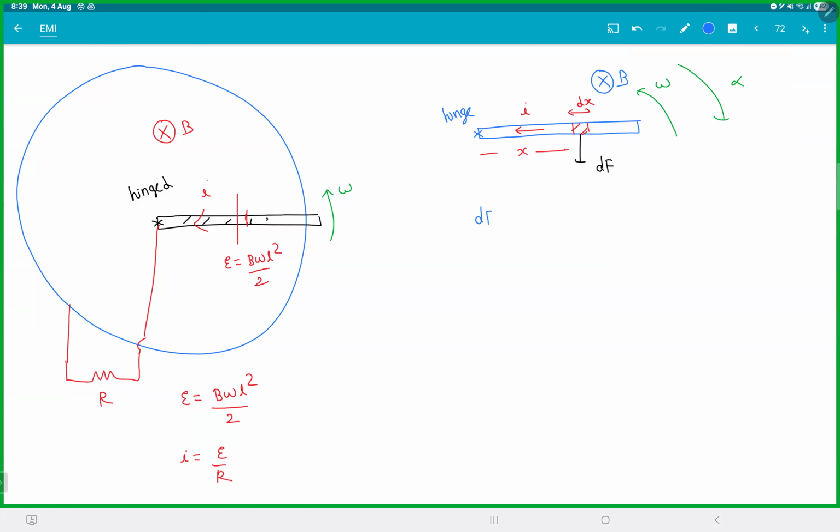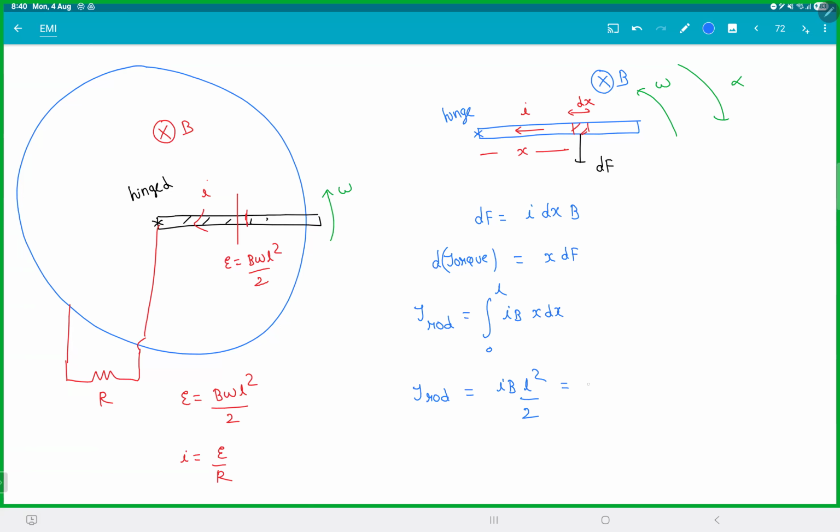The force on that small rod will be current I, length dx, B. So the torque on that small rod d tau will be the perpendicular distance into force. Therefore, the torque on the rod will be integral I B x dx. This will go from 0 to L. The torque acting on the rod will be I B L square by 2. This is the torque acting on the rod.